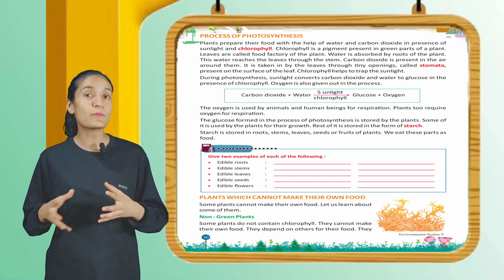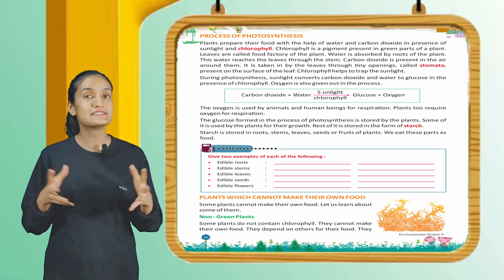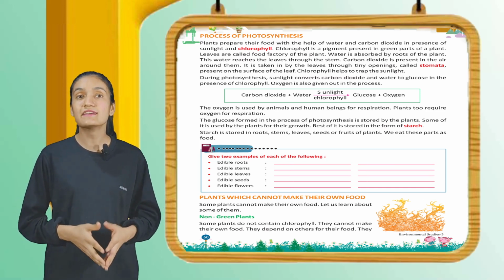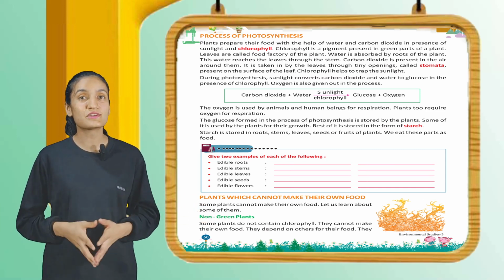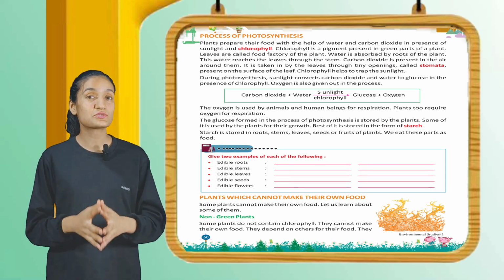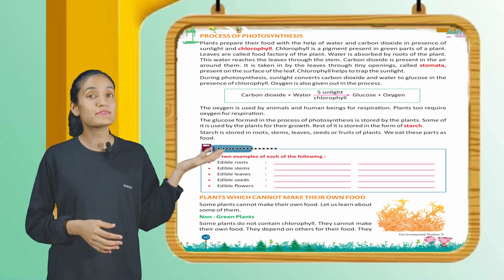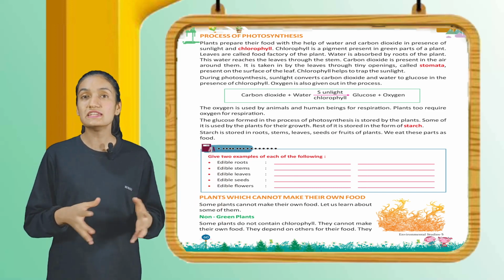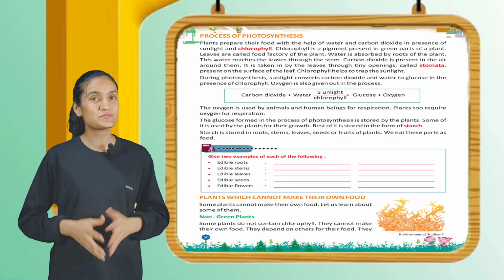The glucose formed in the process of photosynthesis is stored by the plants. Some of it is used by plants for their growth. Rest of it is stored in the form of starch. Starch is stored in roots, stem, leaves, seeds or fruits of a plant. We eat these parts as food.